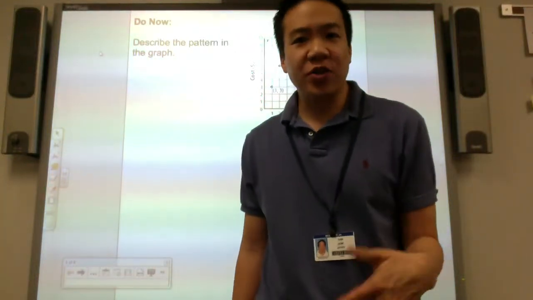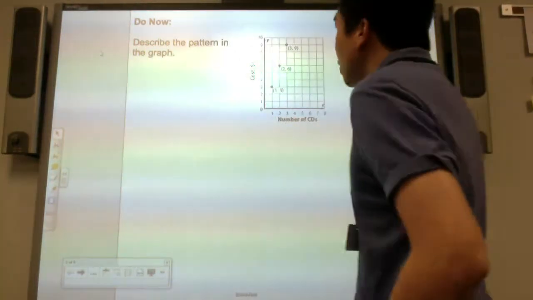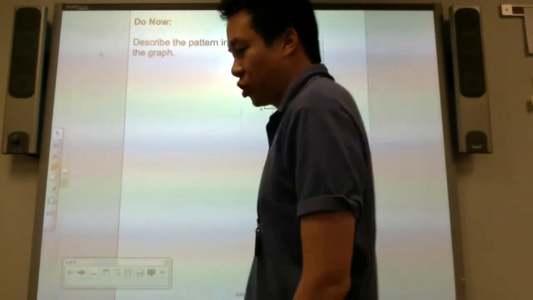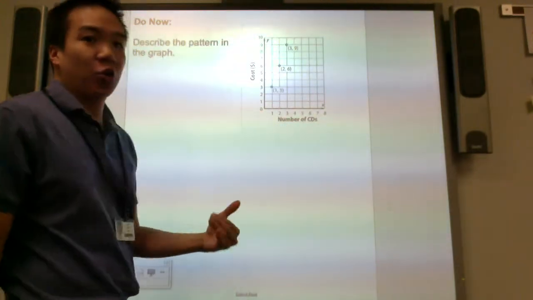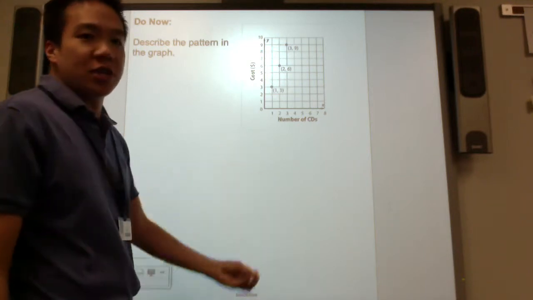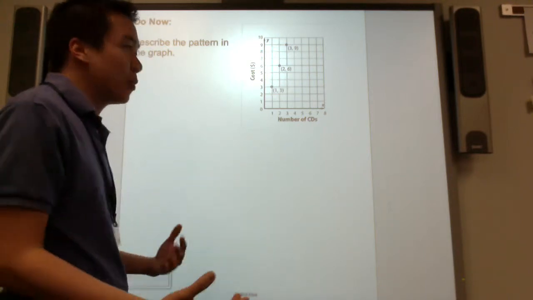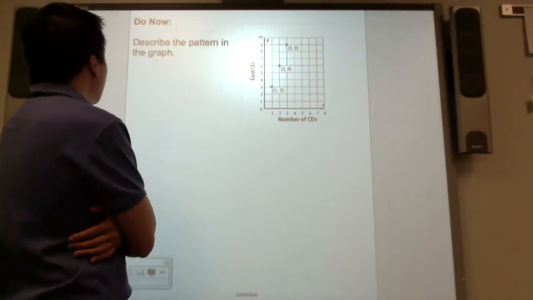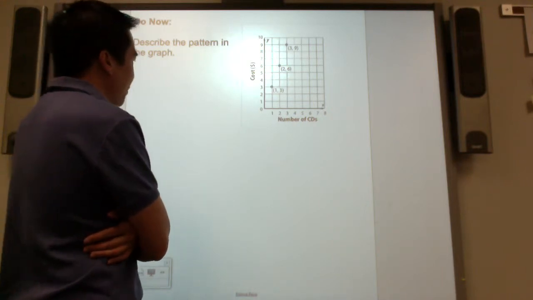Equivalent ratios and rates and what are proportions. So let's go over our last lesson on how to graph ratio tables. Looking at this graph, what can you tell me? What can you tell me about the pattern, or interpret it? Describe the pattern in this graph.